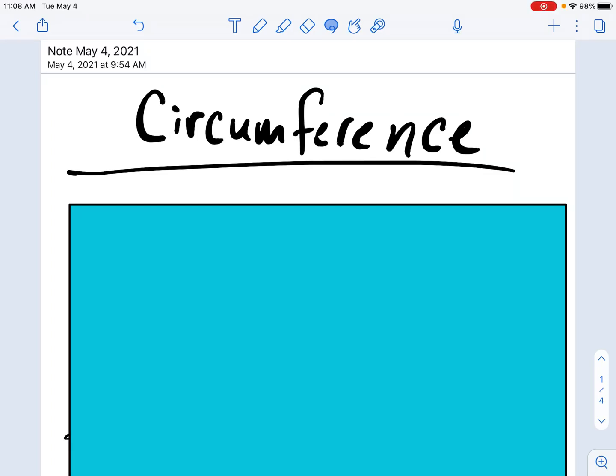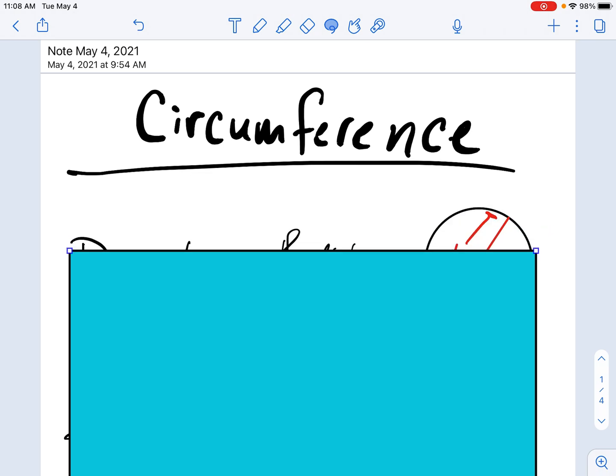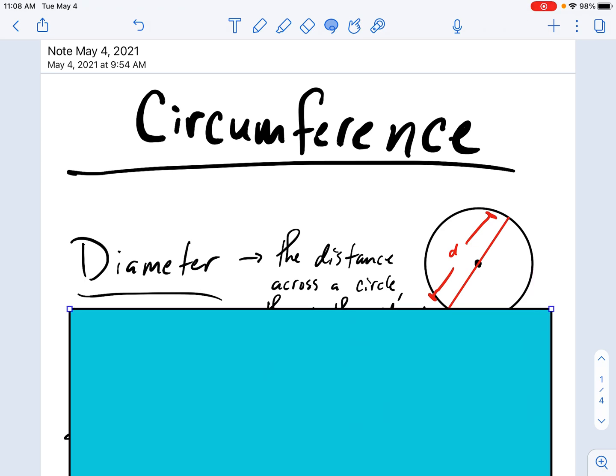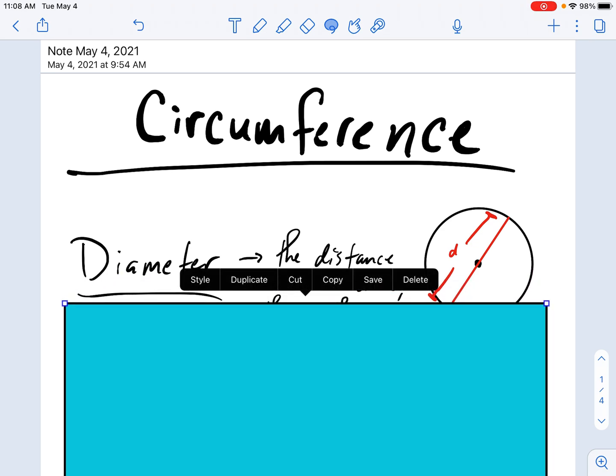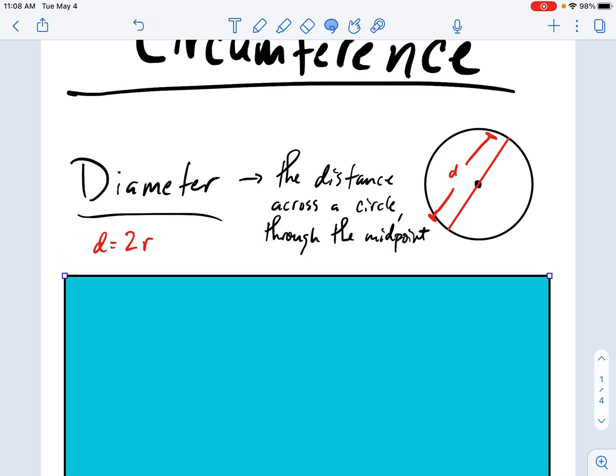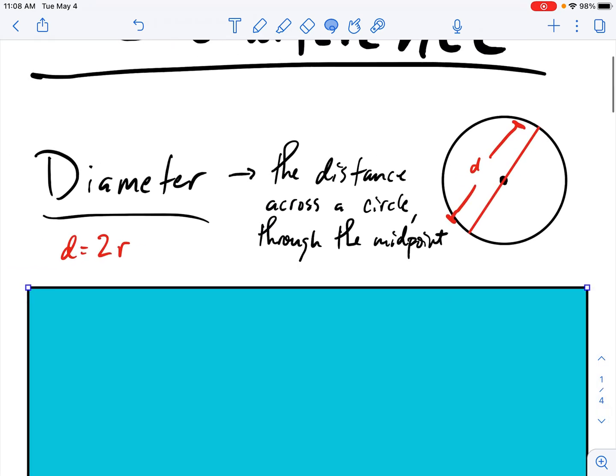I'm going to be going over circumference and teaching you about one of my favorite topics in math, which is circles. And before we get started with circumference, we need to talk about this word diameter. So the diameter is the distance across a circle. It's the distance across a circle through the midpoint. And the midpoint's just a dot in the middle. It's a fancy word for the dot in the middle, this little dot right here.